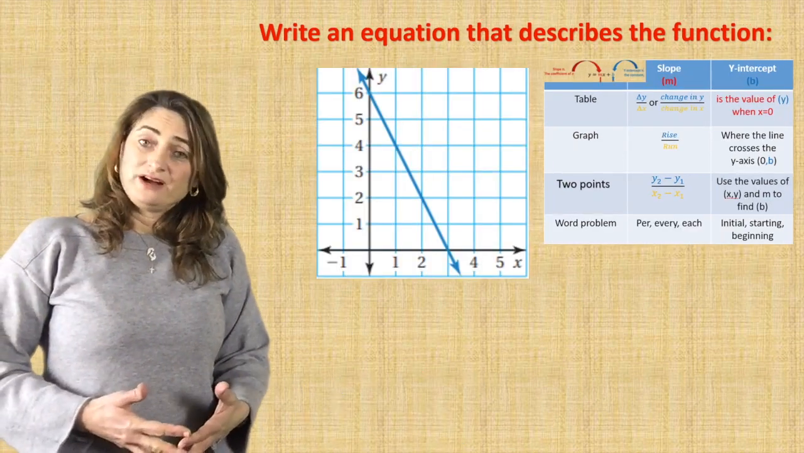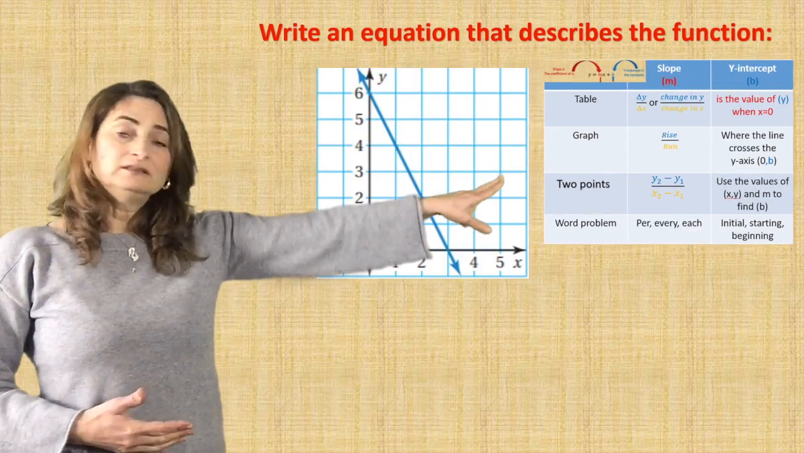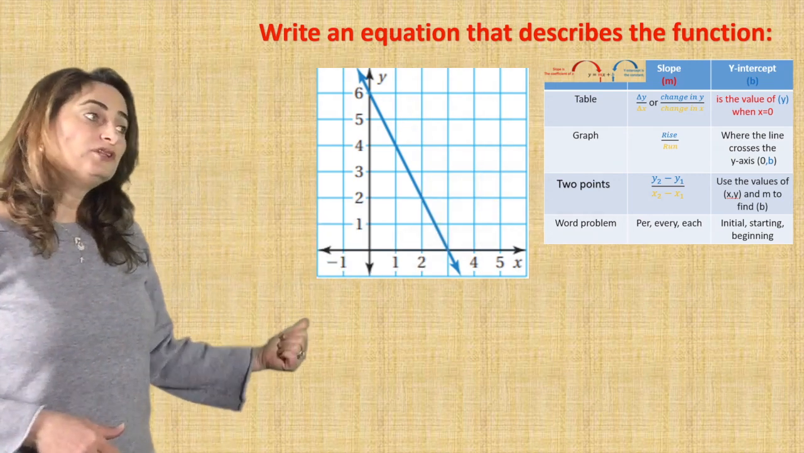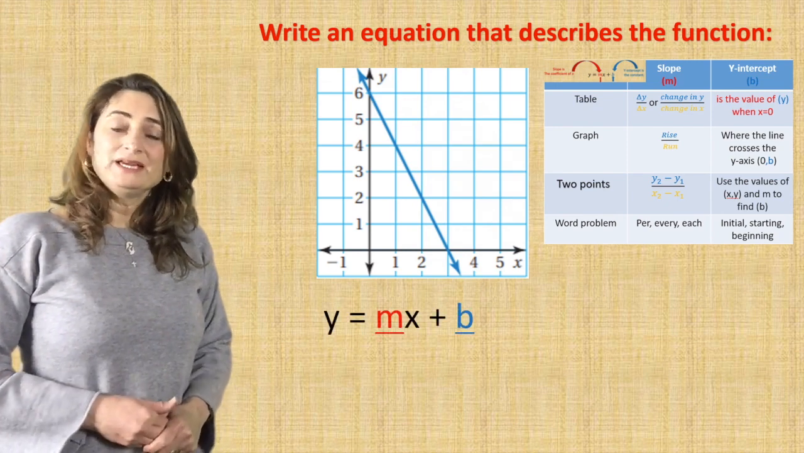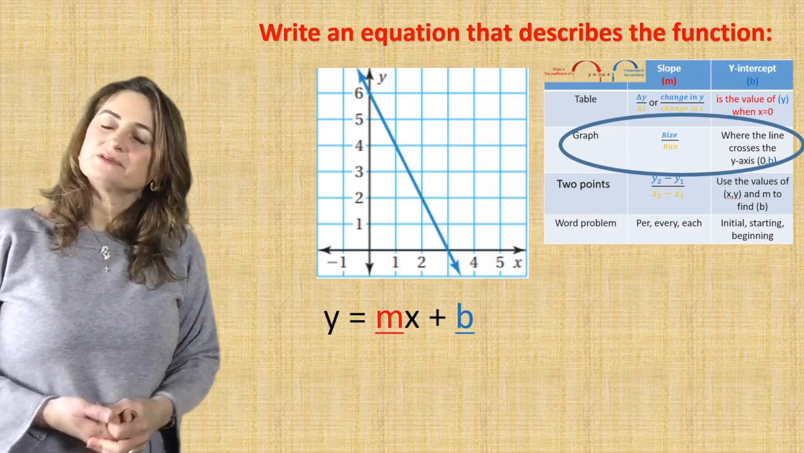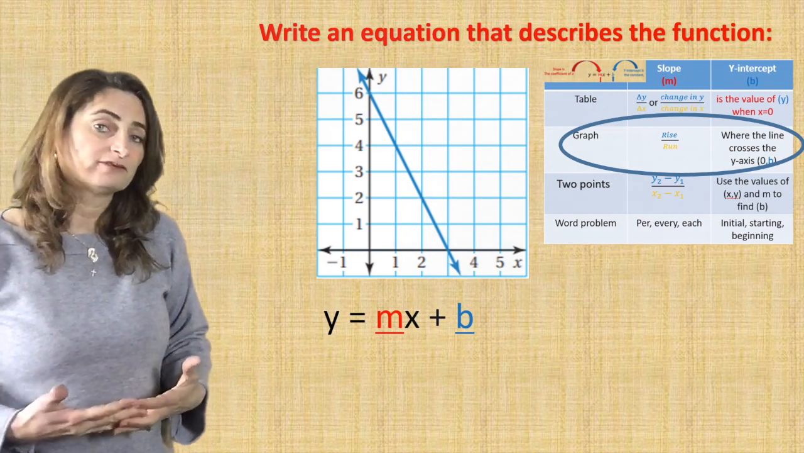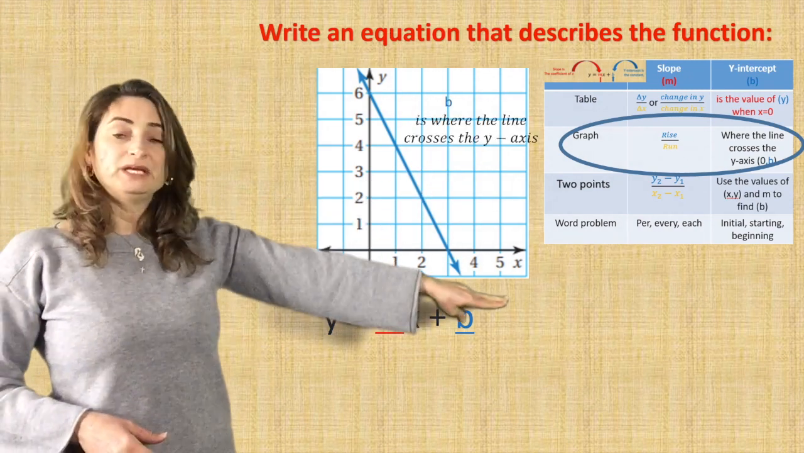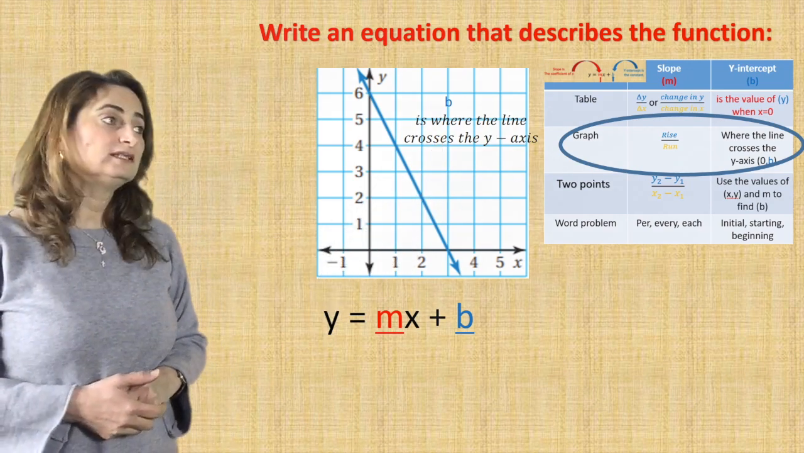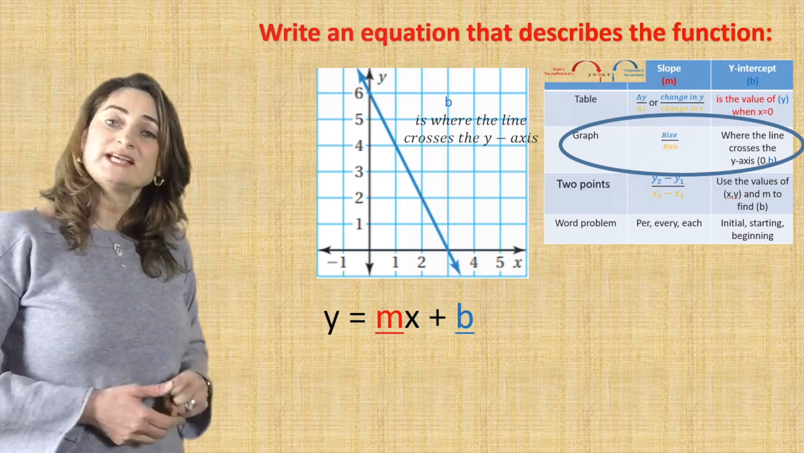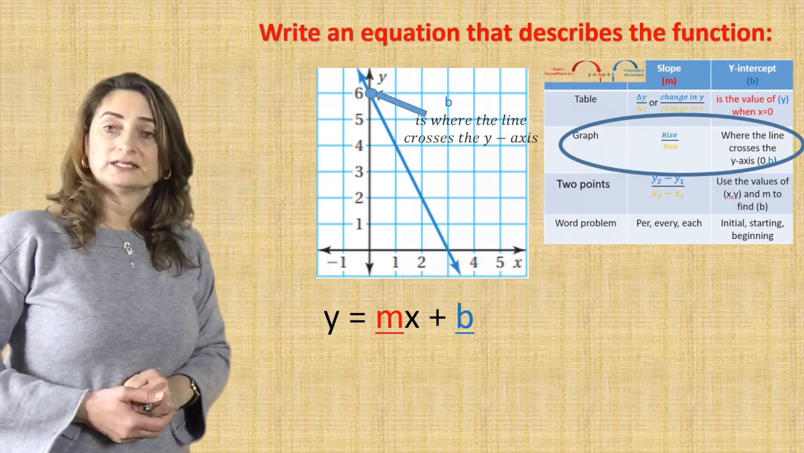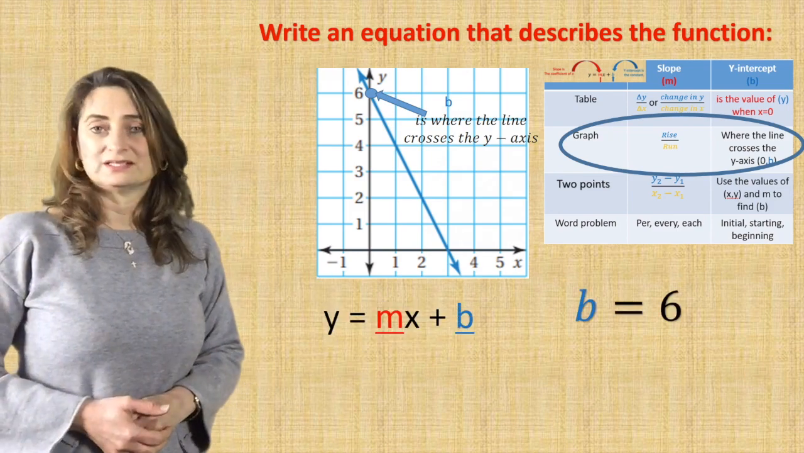Now let's write an equation from a graph. Still, we use the same way to find the slope and the y-intercept. So the equation is y equals mx plus b. We need to find m, which is the slope, and b, which is the y-intercept. But how do we do that from a graph? To find b, it's where the line crosses the y-axis. Where did this blue line intersect the y-axis? Right on 6. So b equals 6.